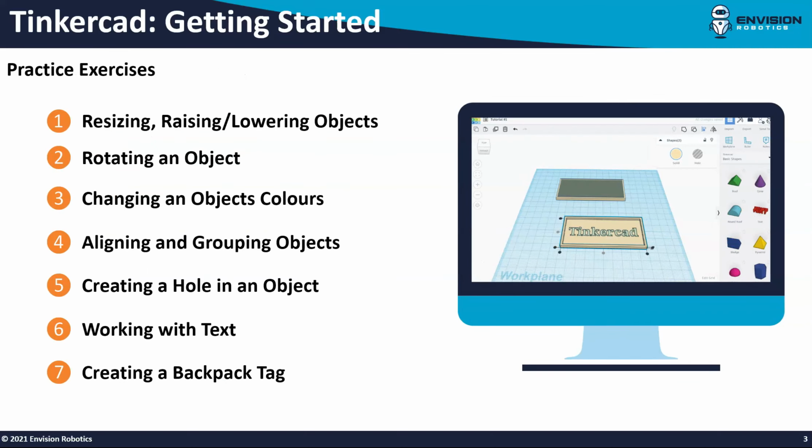The practice exercises that we're going to run through today are number 1, resizing and learning to raise and lower objects on your platform. Number 2, learning how to rotate an object. Number 3, changing an object's colors. Number 4, aligning and grouping objects. And number 5, creating a hole in an object. Number 6, working with text. And lastly, creating a backpack tag, which is a little bit more involved step by step and utilizes a lot of the skills that we've just covered in the previous exercises.